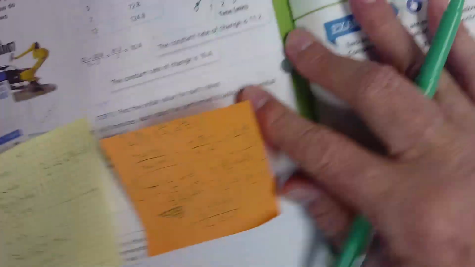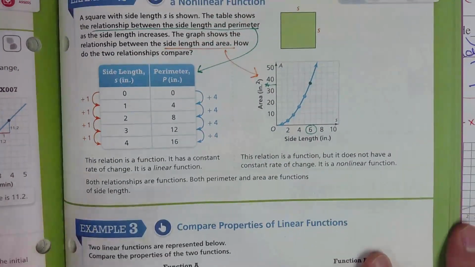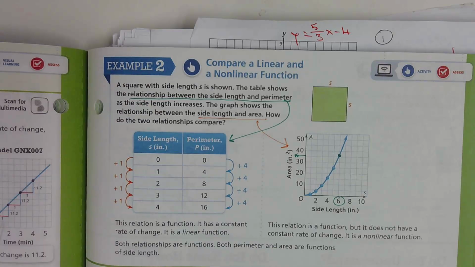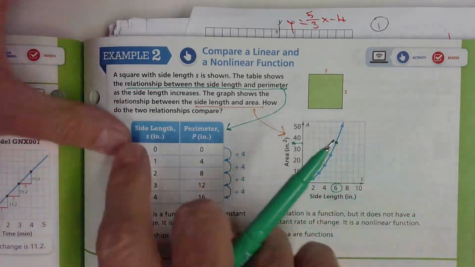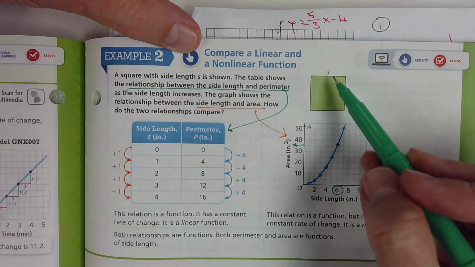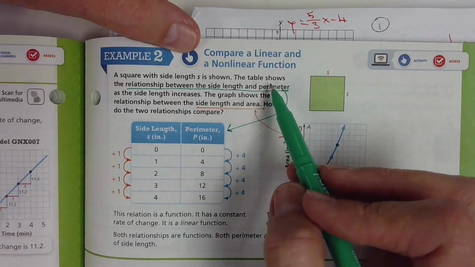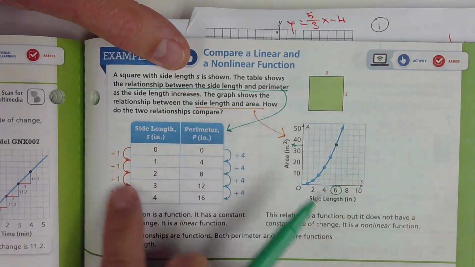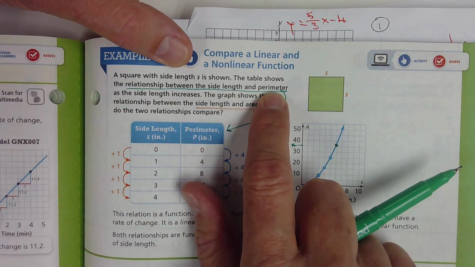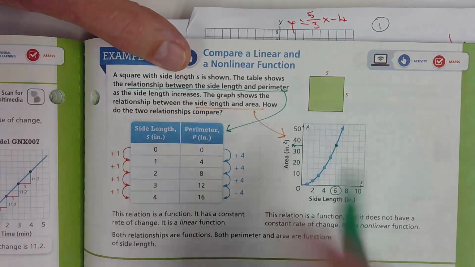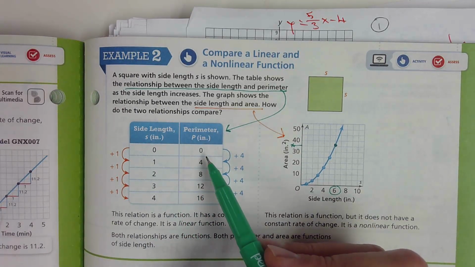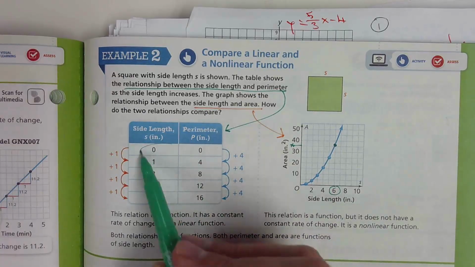Okay, let's look at example 2 real quick. I think there's 1 or 2 problems like this. It says a square with a side length S is shown. We don't know what the side length is, so they just represent it with an S. The table shows the relationship between the side length and the perimeter as the side length increases. So let's look at this. If the side length is 0, obviously the perimeter is 0.